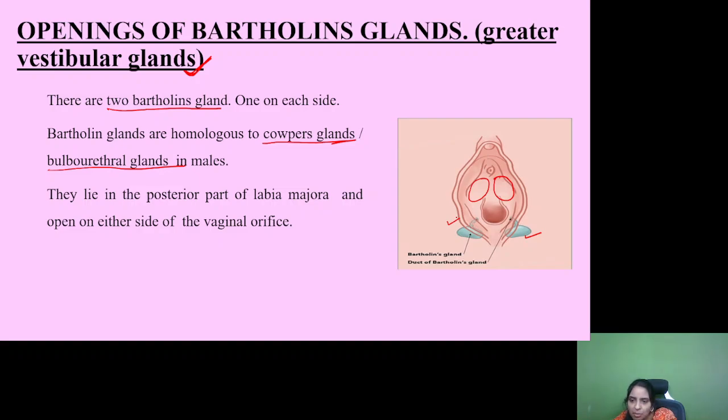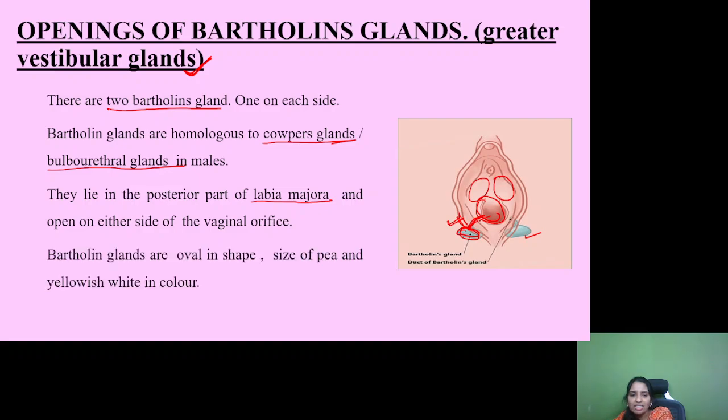Where is it? This is the labia majora, right? So, on the posterior part of labia majora, they open. This is the vagina. See this image clearly, how nice it is. See, they open posterior to labia majora, and this duct opens into the vaginal orifice. This is a Bartholin gland and this is the duct of the Bartholin gland. It is posterior to labia majora, and the duct opens into the vaginal orifice.